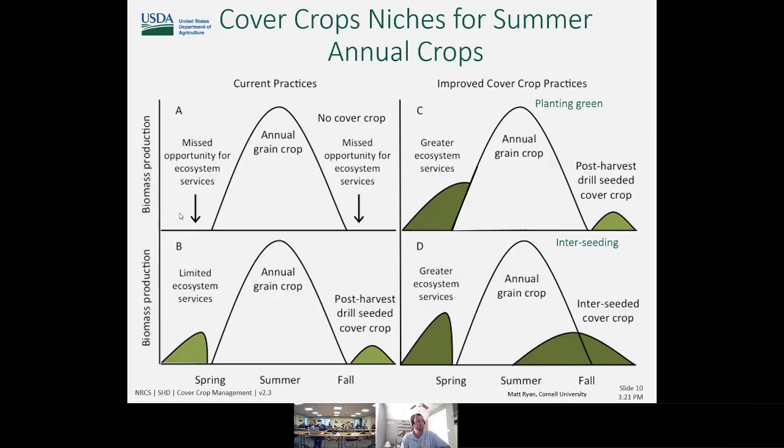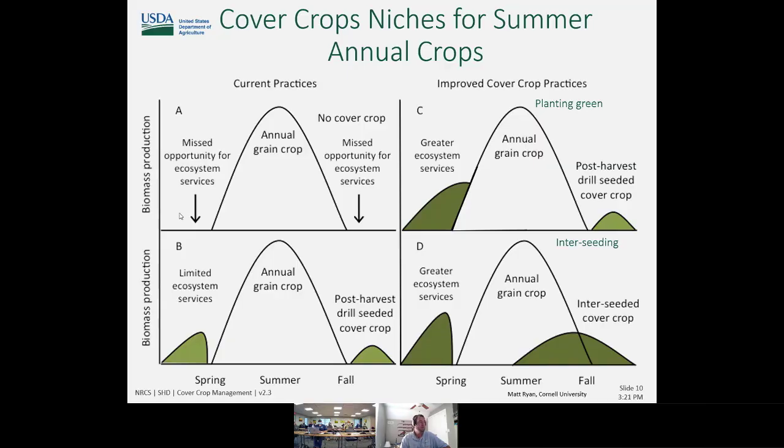So we're looking in Block A. This is going to cover current practices. This would be a producer that has an annual grain crop in the summer, and they're not currently using any cover crops, either before or after. So we can see from Block A that we are missing opportunities to provide those ecosystem services. And when I say that, we're missing the opportunity to feed and support that soil biology to build soil health.